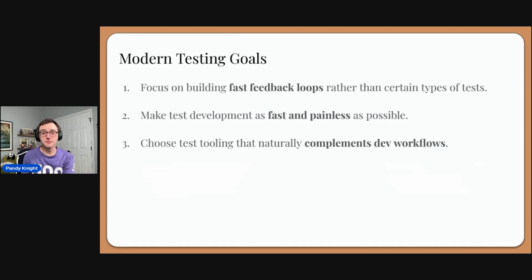And then third modern testing goal, we should choose test tooling that naturally complements developer workflows, right? That gets to the whole mental context switching issue, right? If we can make it easy to automate tests and we can use the same tooling, we can make it more efficient. Therefore, we can get more done in less time.